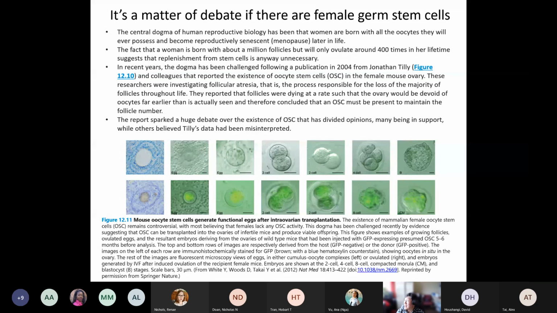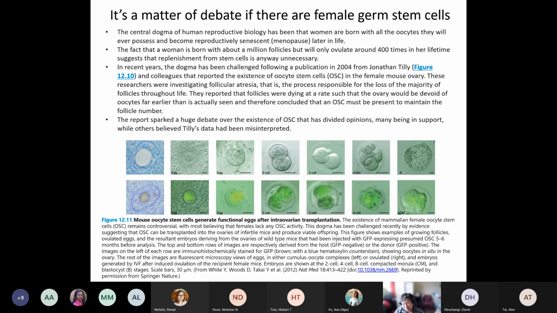The reason is because it is long known that a woman at birth will have 1 million follicles. But they will only ovulate about 400 times in their lifetime. Let's say every time one oocyte is released by ovulation, or maybe at most two. In rare situations you can have multiple, but it's very, very rare. So you have a million as the reserve, but only 400 eventually get released.